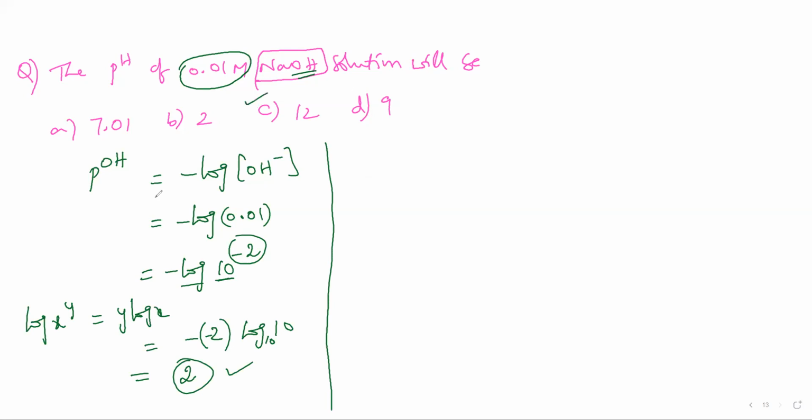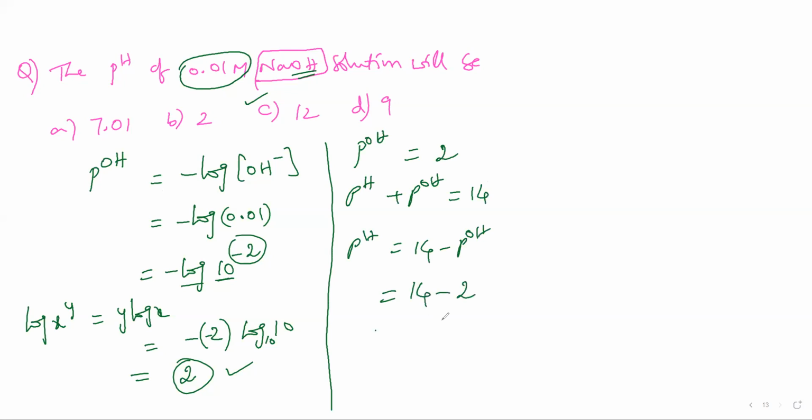Yeah. Now we got pOH, which is equal to 2. But we know that pH plus pOH is equal to 14, so pH is equal to 14 minus pOH. That means 14 minus the pOH we obtained, 2. So your answer will be 12. So the pH of the given solution is 12.